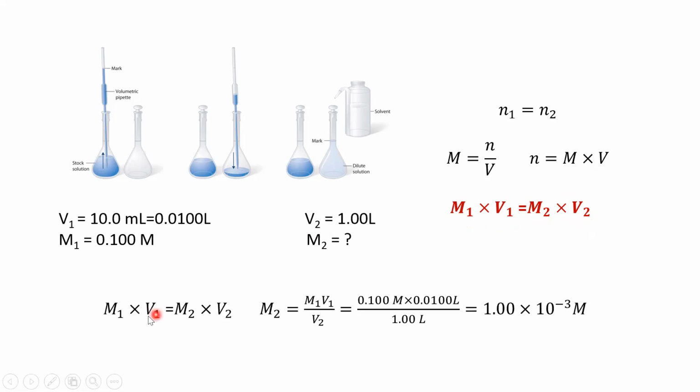To calculate M2, we take this dilution equation and solve it for M2. We have to divide both sides by V2 to do that. So M1 times V1 divided by V2 gives us our new molarity. We take the molarity times the volume of the original solution, divide it by the volume of the diluted solution, and we're going to see that the molarity has gone down. We're watering it down, diluting it by adding solvent to a given amount of concentrated solution. It's a fairly easy calculation.